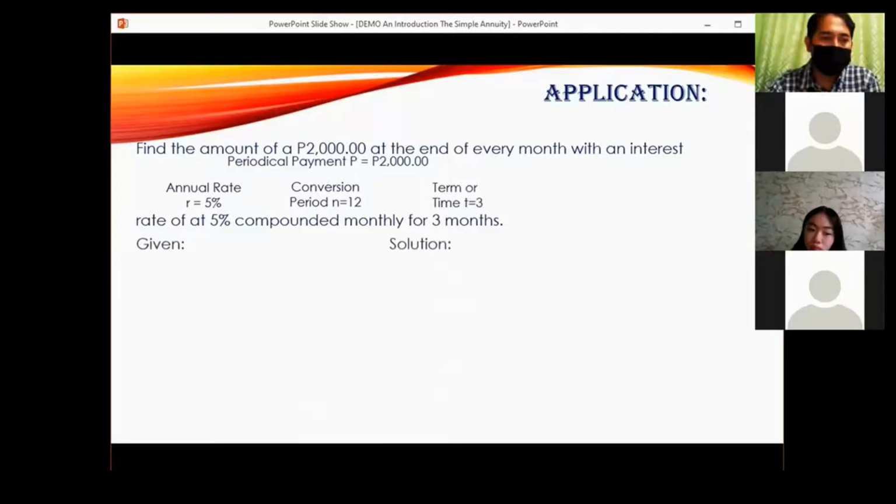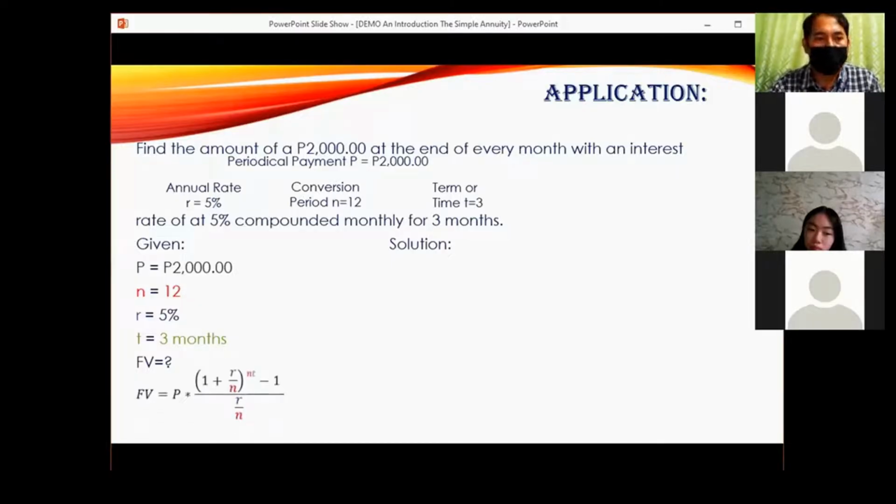compute for this one? So we have in here the given. Of course, to compute, identify the given. So ayan, periodic payment or P is 2,000 pesos, N is 12, and annual rate is 5%. The term of the payment will be at least 3 months. And of course, another problem is the future value of simple annuity. Okay? So future value, paano natin isosolve?